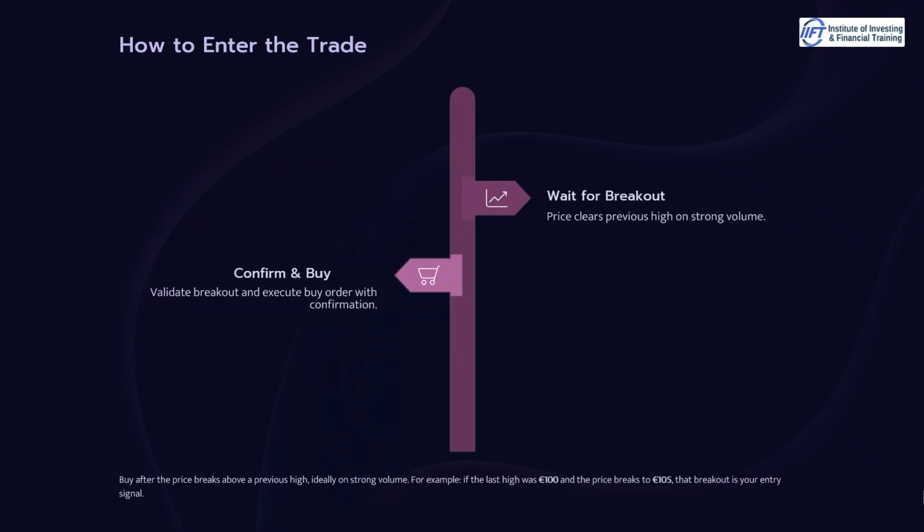So now let's talk about execution. We don't want to just buy because the trend is up. We want to wait ideally for a breakout. So you want to see the price clear the previous high on strong volume. And high volume acts as a sort of fuel that confirms big institutional players are buying along with you. So in an example, if an asset's last high was €100 and it breaks to 105 on heavy volume, that's your entry signal.